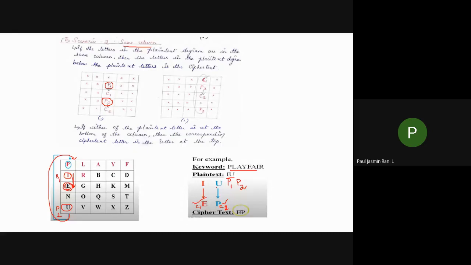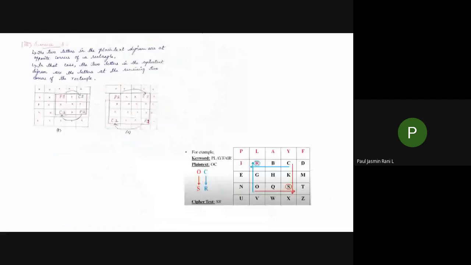Next, the third case. Suppose the two alphabets, P1 and P2, don't lie on the same row or the same column. If this happens, then this is your third case. Let us consider this is your P1 and this is your P2. These two plain text letters don't lie on the same row or same column; they lie in a different manner.